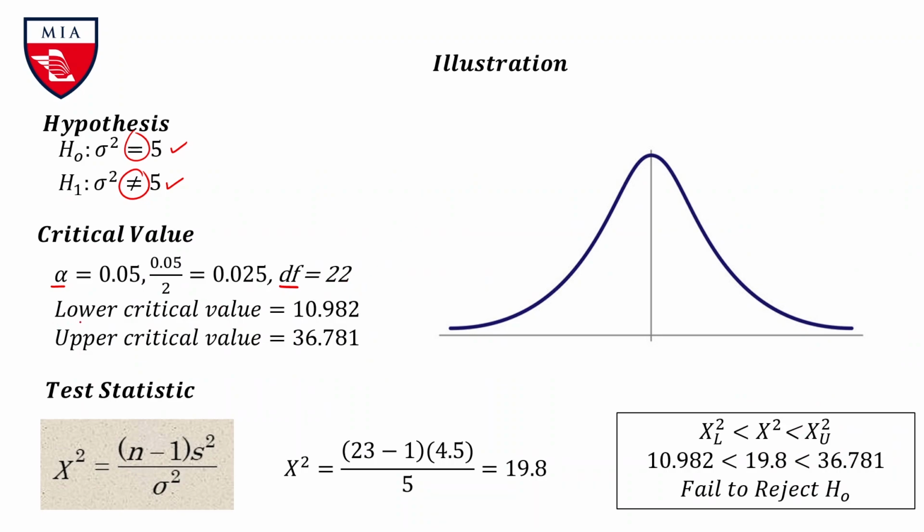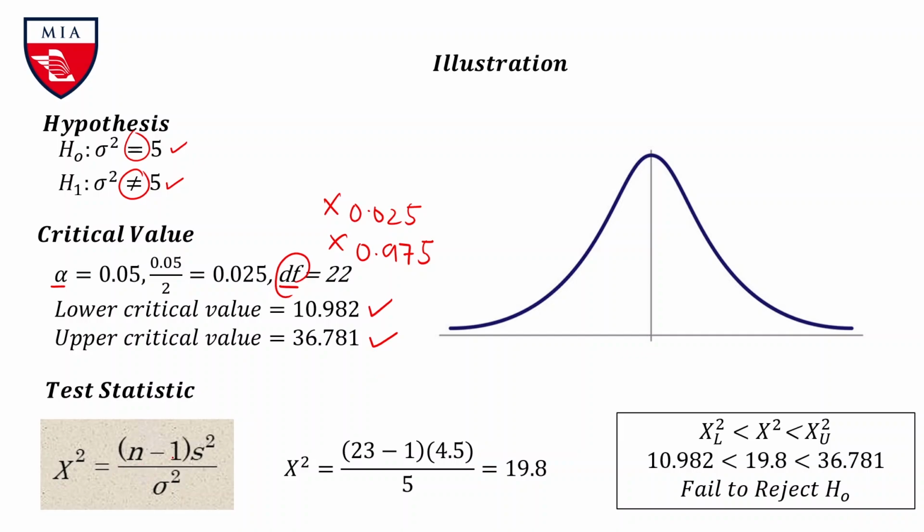So in order for us to find the lower critical value and the upper critical value, you need to use what? The chi-square table. So in order for us to find the value, you will look at the 0.025, okay, and the 0.975. Okay, and you will find the values in terms of DF 22. So you have 10.982 and you have 36.781.